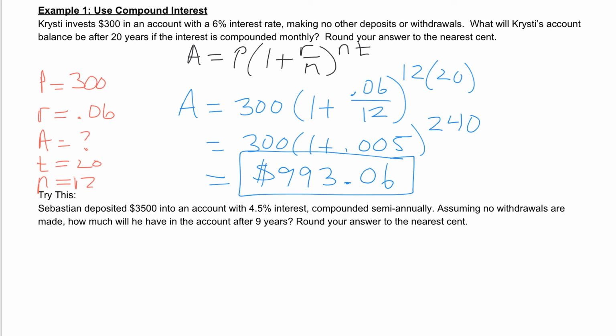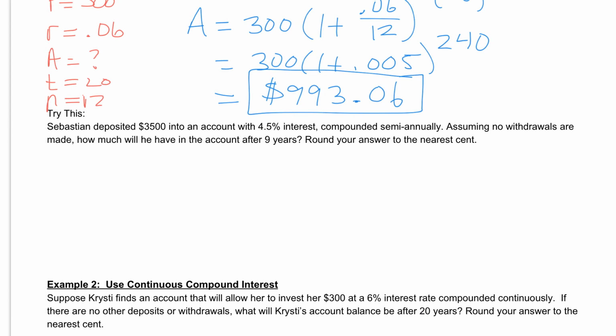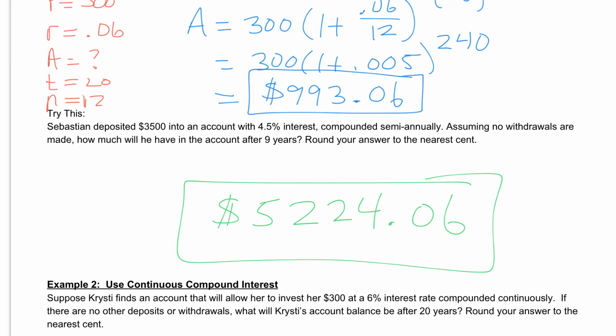I want you to try to do the same thing in the try this right below it. So you can pause it now and unpause it when you're ready to check your answer. If you did the try this correctly, you should have ended up with $5,224.06. If you didn't, please let me know and I'll come around and help you.